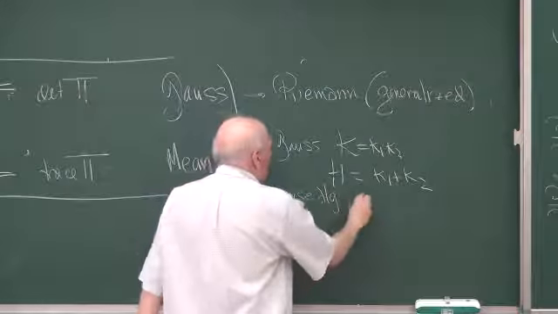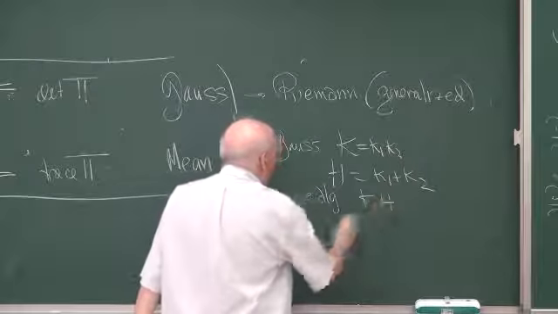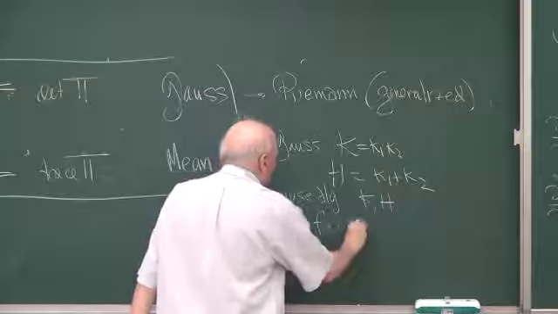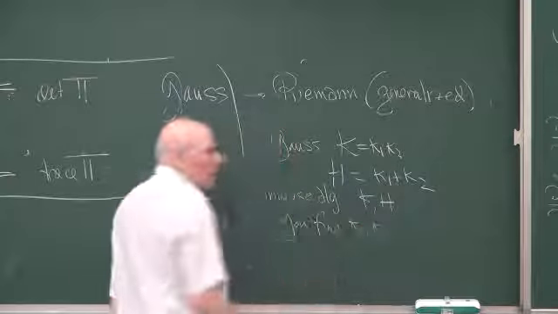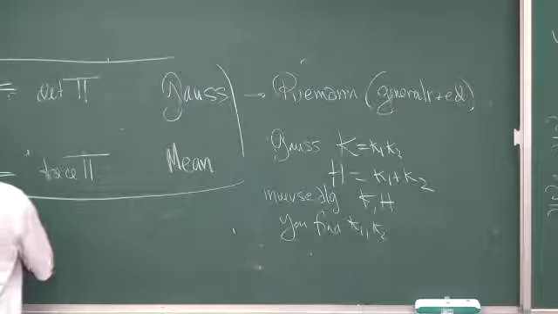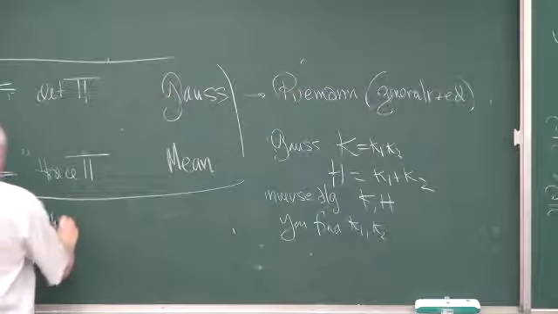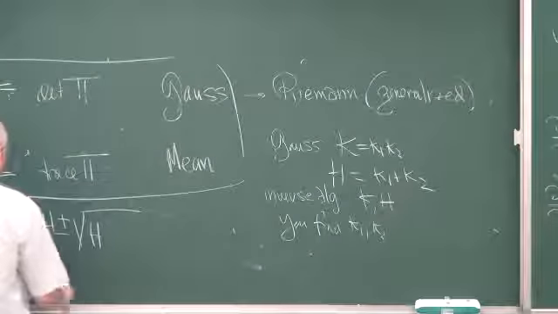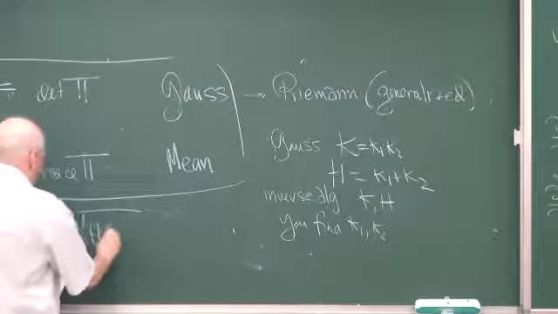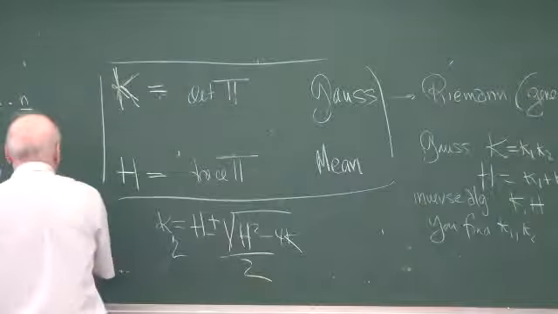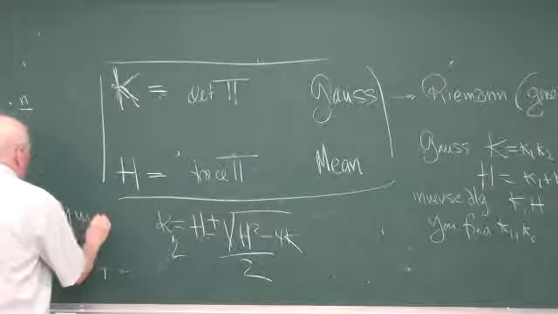So given K and H, you can find kappa 1 and kappa 2. Not very deep, but there's a formula. It's solving the quadratic equation. So kappa 1, 2 equals H plus or minus the square root of H squared minus K. That is, just use the quadratic formula.